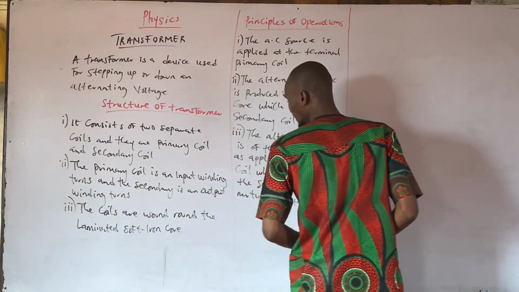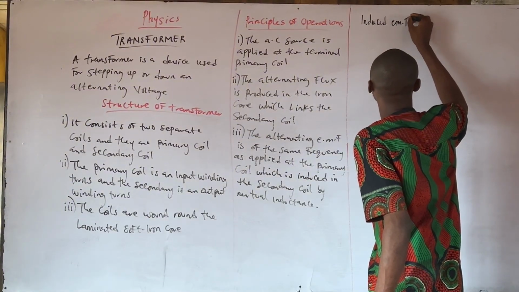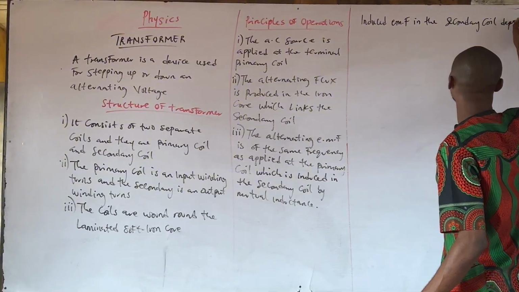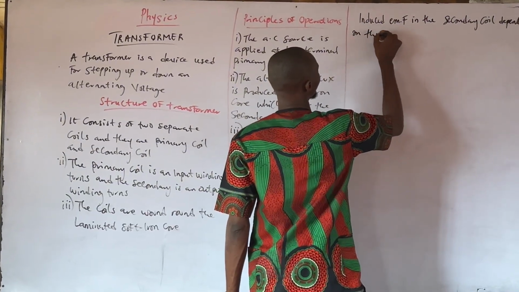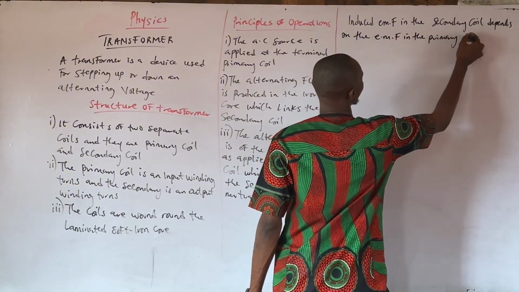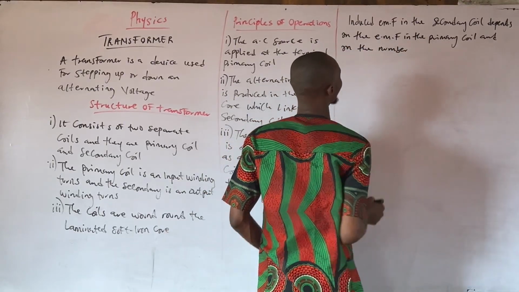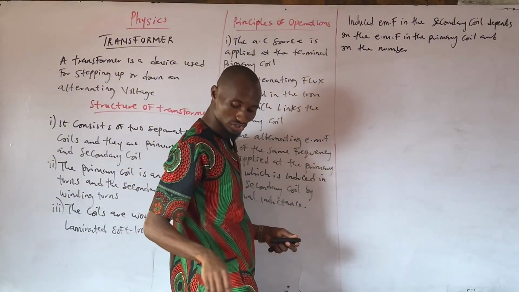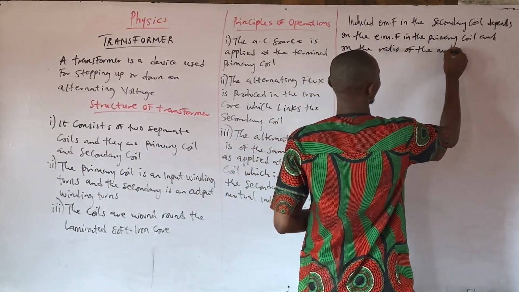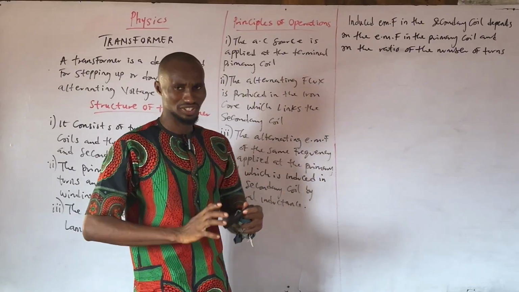So now another thing we need to know is that the induced EMF in the secondary coil depends on the EMF in the primary coil and on the ratio of the number of turns. Are you there?